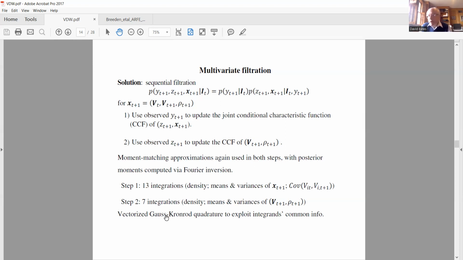And all of these integrations use a lot of the same information. So if you do them jointly, it's quite efficient. And I find it's actually as efficient as my old univariate stuff. So I can do this filtration within a few minutes for given parameter values for 1926 to 2010. It's a fast procedure provided you vectorize.